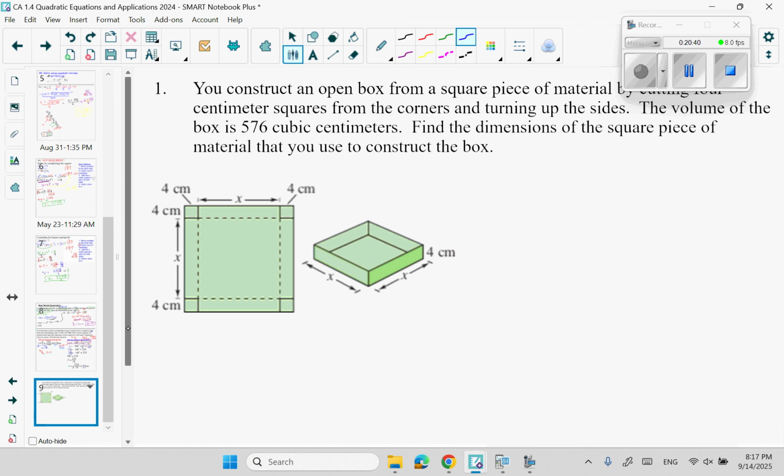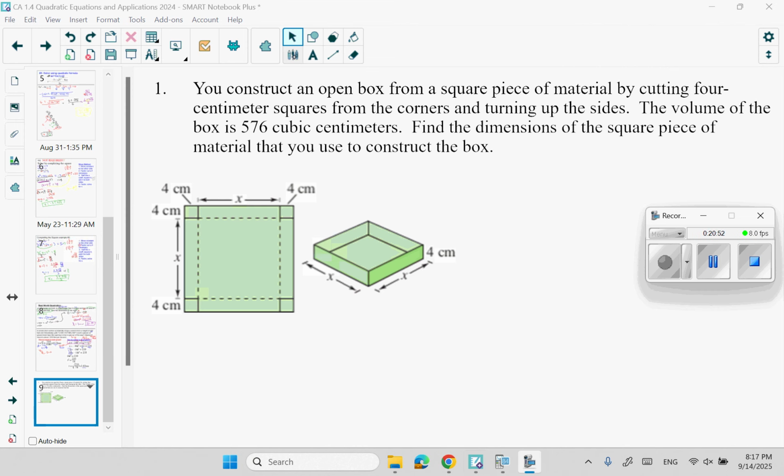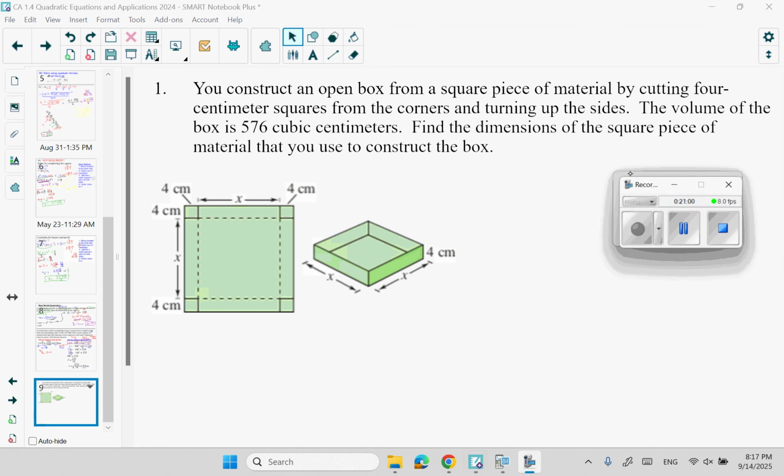Last one. You construct an open box from a square piece of material by cutting 4 centimeter squares from the corners and turning up the sides. The volume of the box is that, I believe it's 4, right? Yeah, 4, sorry. 576 cubic centimeters. Find the dimensions of the square piece of material that you use to construct the box.